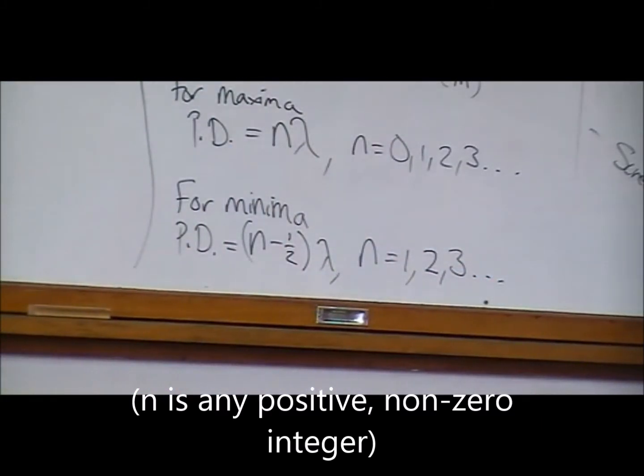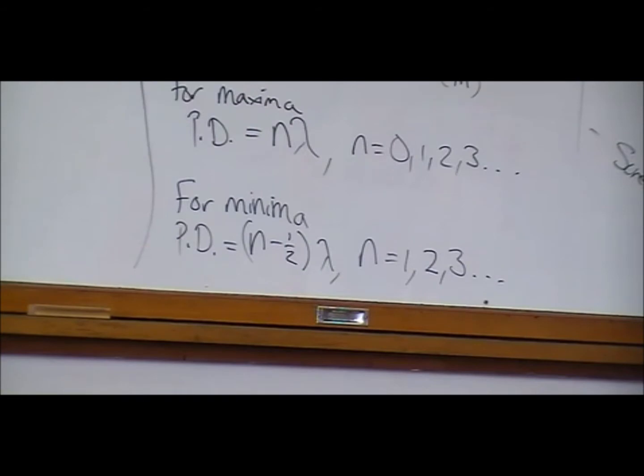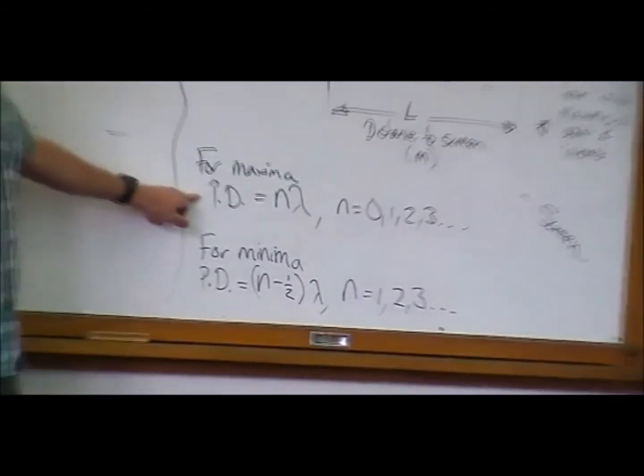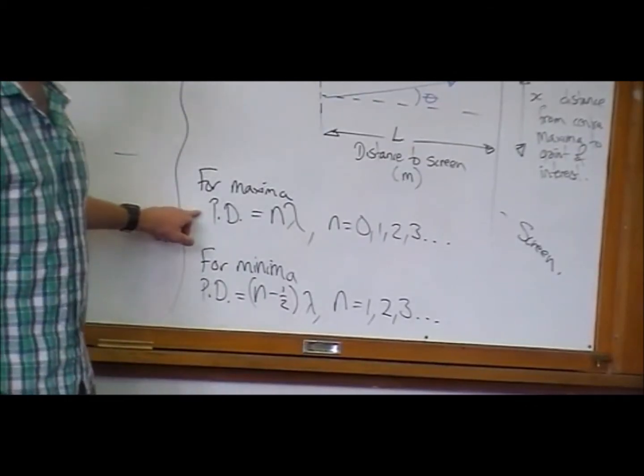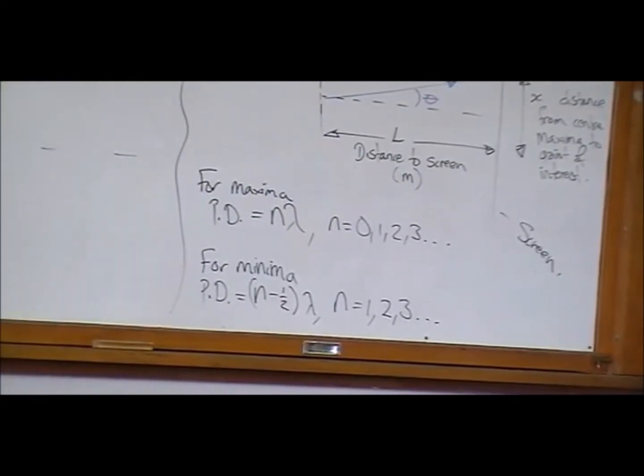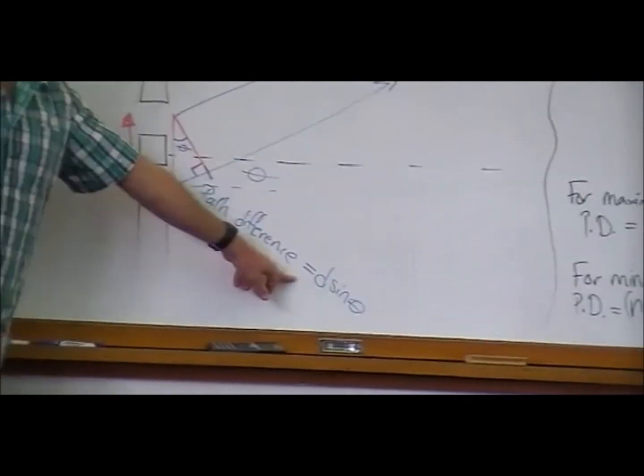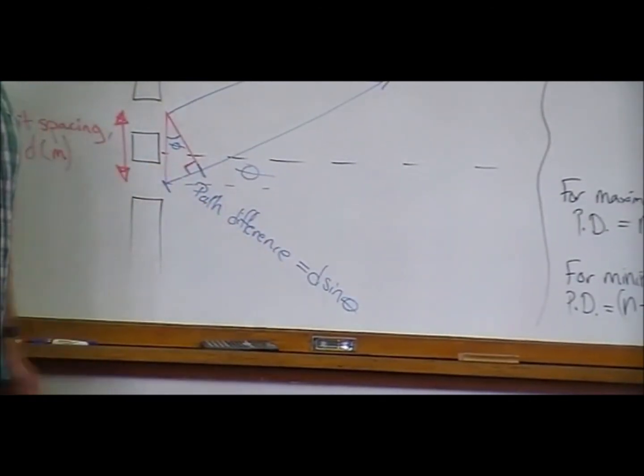And so, hang on, we've got two different equations for path difference here. Over here, we can see that path difference is n lambda for a maxima. And over here, we can see that path difference is d sine theta.